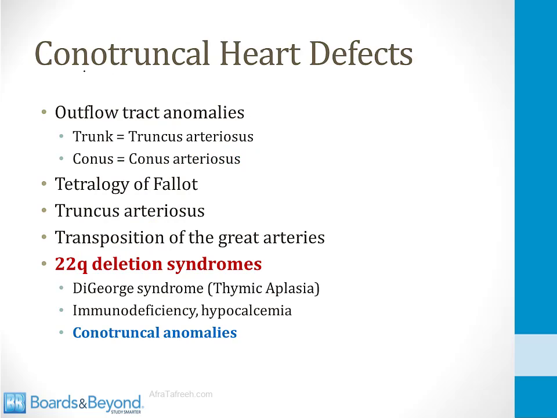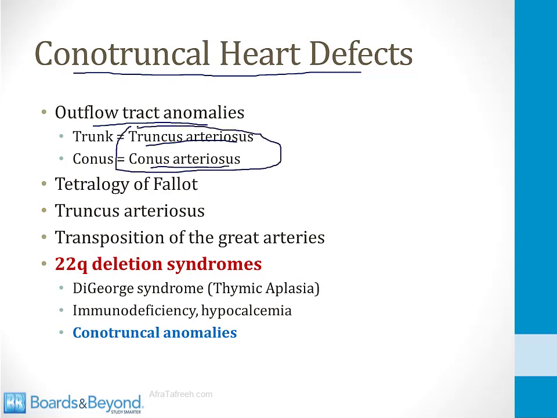board review books, and that term is conotruncal heart defects. This term is used to refer to a number of congenital heart disorders where there is an outflow tract problem. The trunk in the word conotruncal means the truncus arteriosus, and the cone in the word conotruncal means the conus arteriosus, and these two structures form the outflow of the right and left ventricles. So conditions that are considered examples of conotruncal heart defects are tetralogy of Fallot, truncus arteriosus, and transposition of the great arteries. In all three of these conditions, there are problems with the outflow from the right and left ventricles.